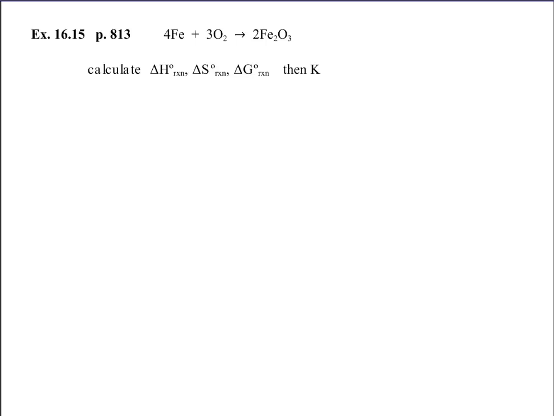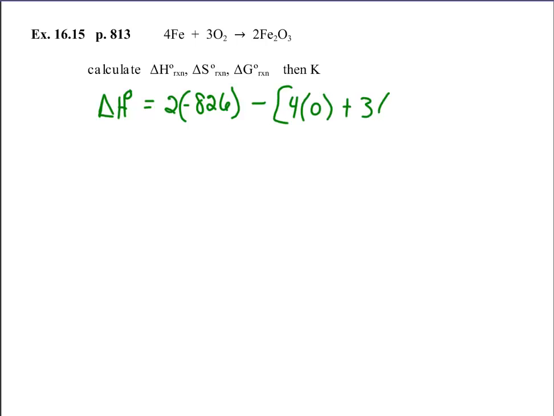From the back of the book, I can find the heat of formation for my 3 substances, so I can find delta H. And that's equal to 2 times the heat of formation of iron oxide, so that's minus 826, minus 4 times the heat of formation of iron, well that's 0, plus 3 times the heat of formation of oxygen, well that's 0. So delta H for my reaction is 2 times minus 826 kilojoules per mole, but I want to put that into joules. So I'm going to get negative 1.65 times 10 to the 6 joules.